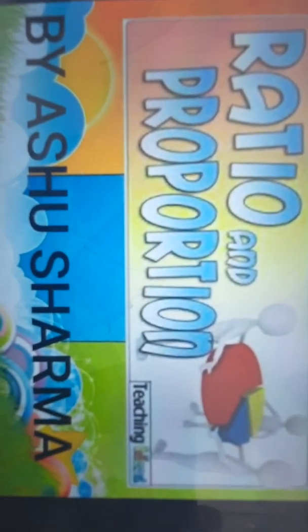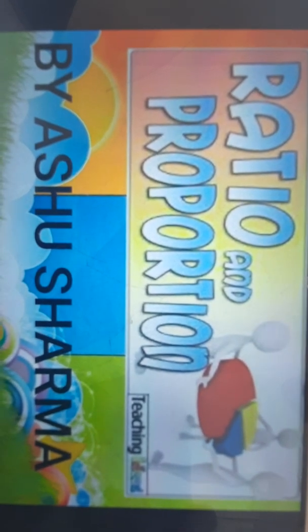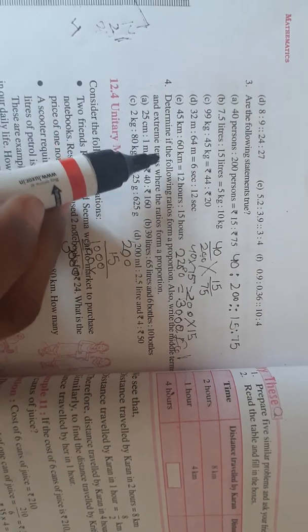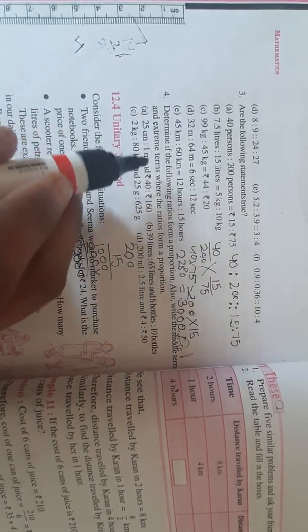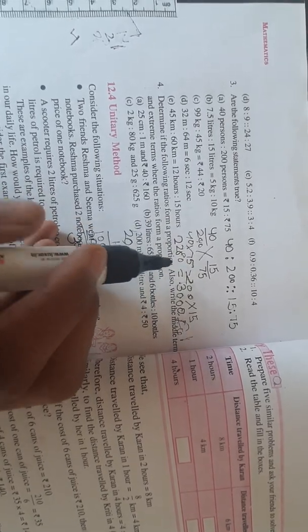In this video I'll explain you question number 4 of 12.2 exercise. Question number 4 is: determine if the following ratios form a proportion. Means as we have done earlier, we have to check the ratios. Also write the middle terms and extreme terms where the ratios form a proportion.